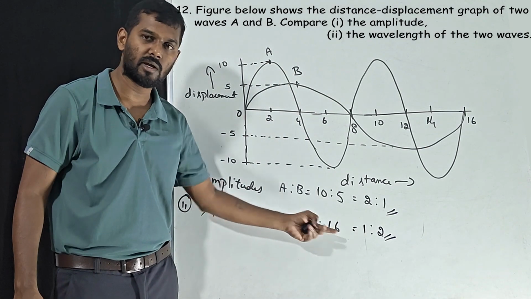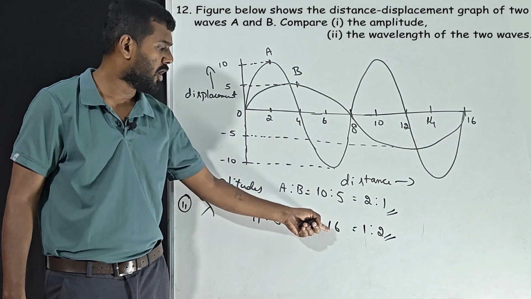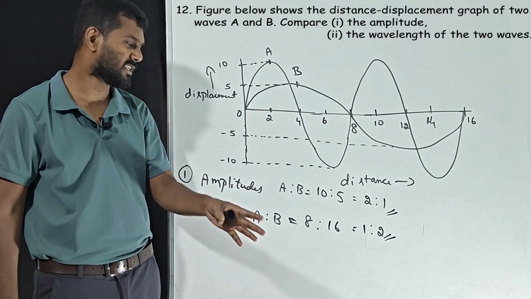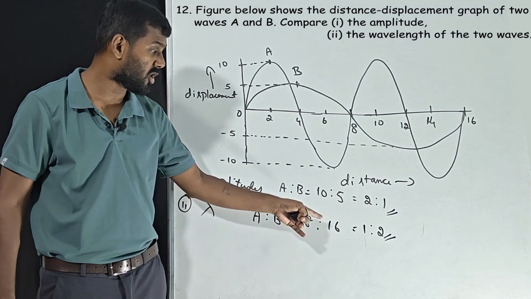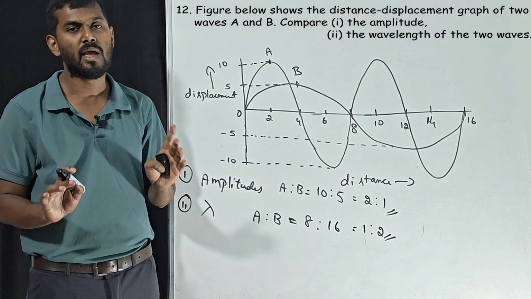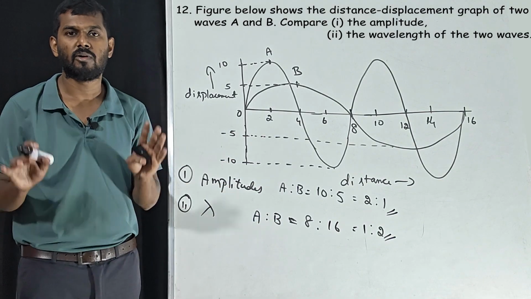If you want, you can divide it by 2 also: 2 fours are 8, 2 eights are 16, so again 4 is to 8, which is divisible by another number. That's why the final answer should not be divisible by any number. See, 1 is to 2, both the numbers are not divisible by any number. So this is our final answer.